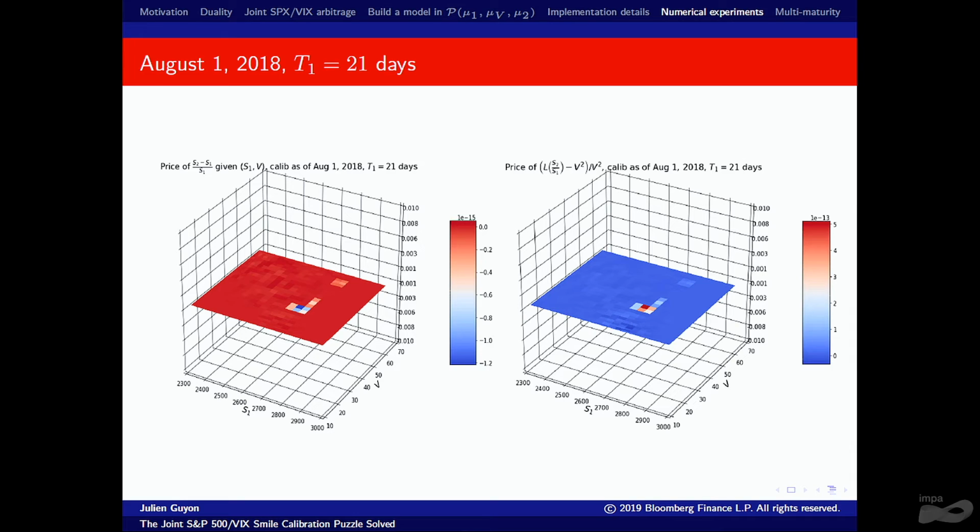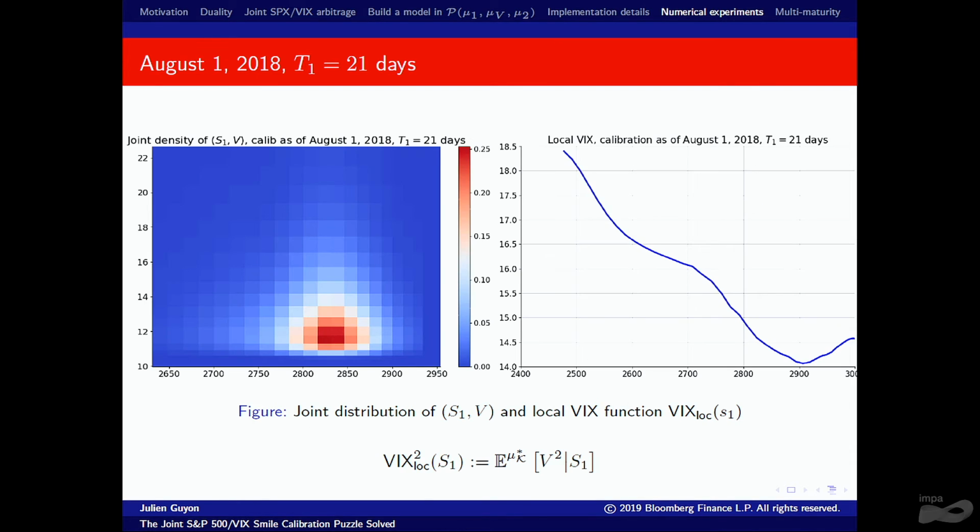And the same for the consistency condition. V is really the price of the VIX, because the price of (log of S2 over S1 minus V squared) divided by V squared is strictly 0. What does the model look like? If you just look at the probability distribution given S1 and V, it looks actually quite familiar and classical. You can, of course, define a local VIX squared, which would be the conditional expectation in the model that I built of V squared given S1, and we get the traditional decreasing structure.